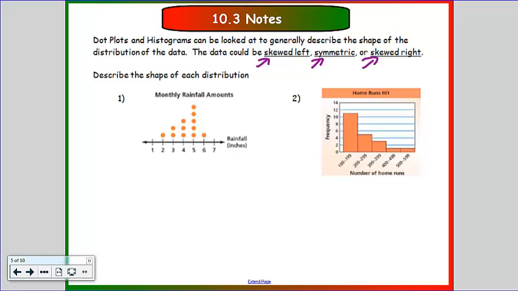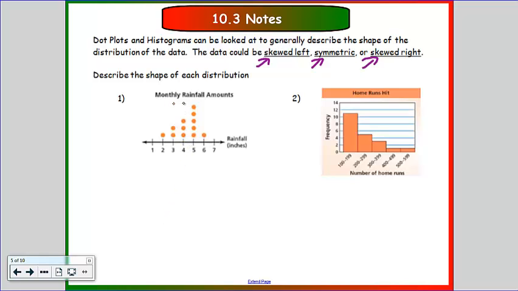What's interesting about this one is that a lot of these questions are somewhat open to interpretation. My suggestion, though it's debatable, is that you lean towards symmetric as long as the cluster appears in the middle. Only call it skewed left or skewed right if it's clearly that the cluster or the peak is on one of the sides. So let's take a look at the first one here.